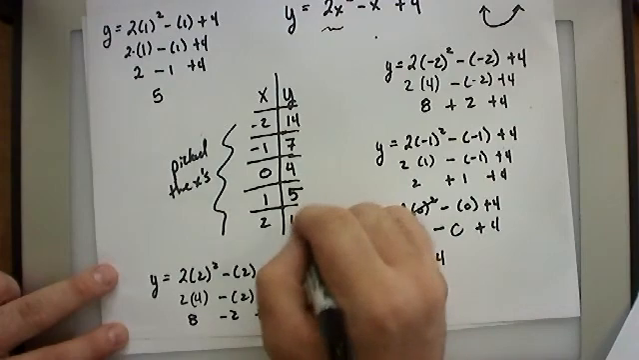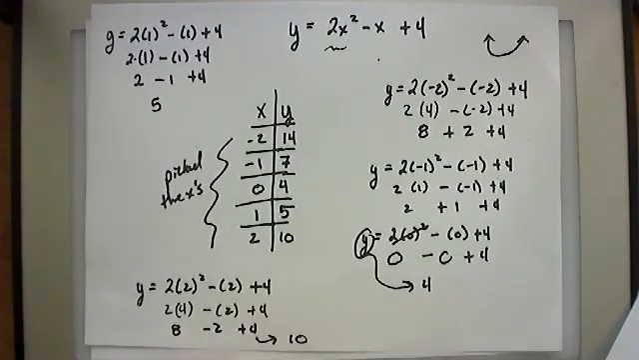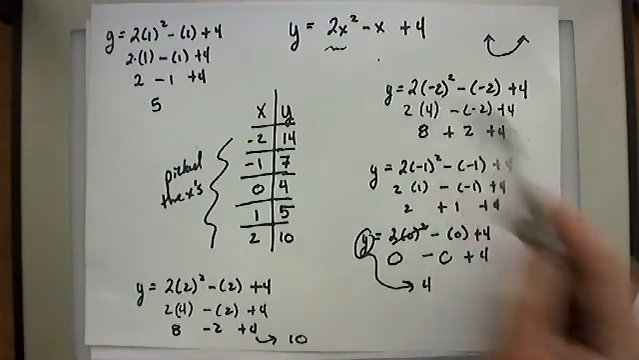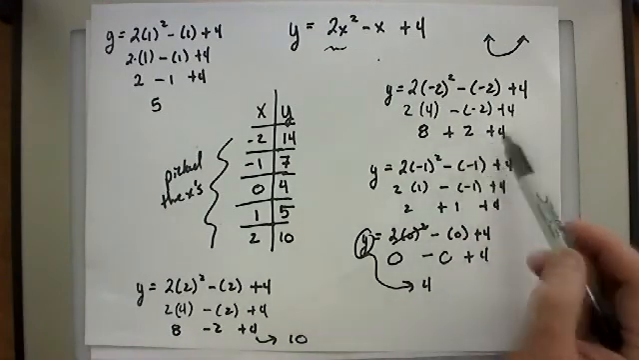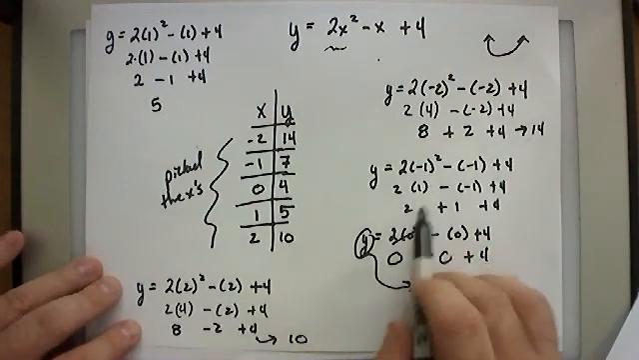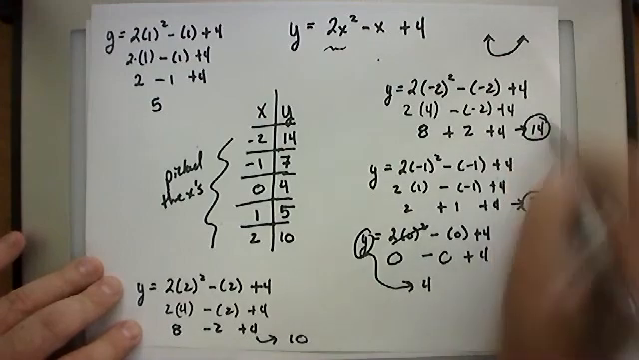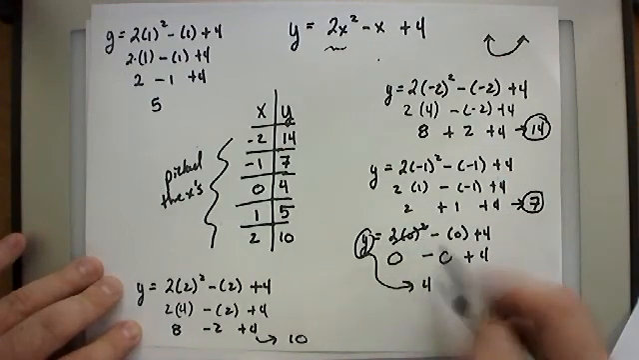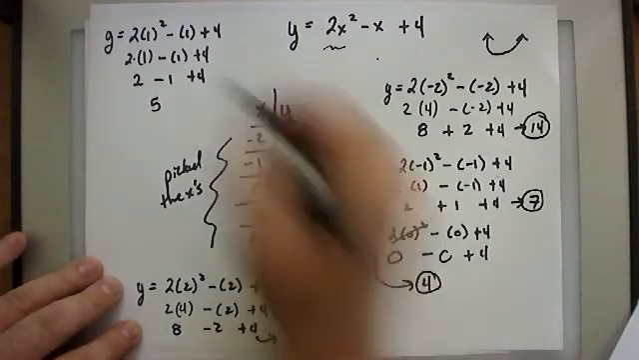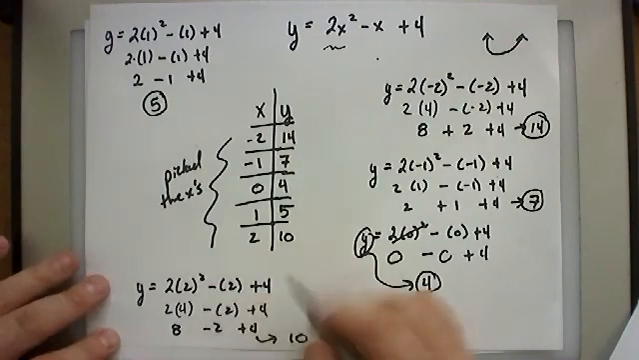So now we've filled out our table. Take a minute. I'll leave that up there for just a second so you can kind of look it over. Okay. We plugged in -2, got 8 plus 2, which is 10, plus 4, which was 14. We plugged in -1. We got 2 plus 1 plus 4, which was 7. We plugged in 0, and we got 4. We plugged in 1, and we got 5. We plugged in 2, and we got 10.